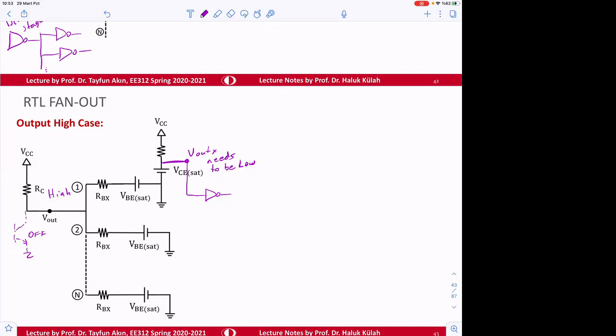But still, as a convention or convenience, we don't look at this point to be up to 0.7. We say it should be 0.2, and then it should remain at 0.2 in the worst case. Okay. So for the worst case, this output value needs to remain at 0.2.